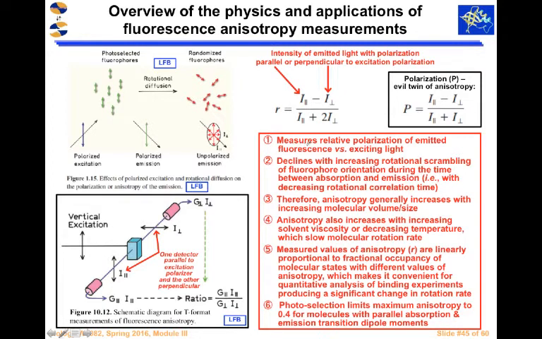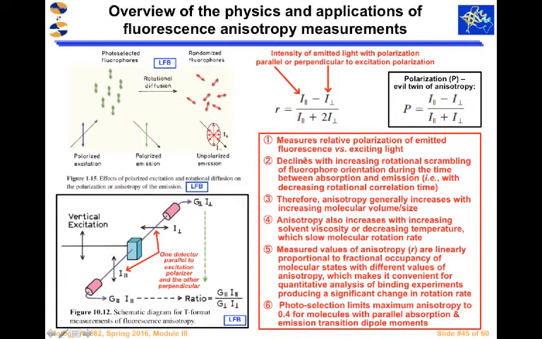Fluorescence anisotropy measures the relative polarization of emitted fluorescence versus exciting light. So again, quantitatively, anisotropy is defined as the intensity emitted parallel to the polarization of the exciting light minus the intensity emitted perpendicular to that, over the sum of the parallel intensity and 2 times the perpendicular intensity. I'll explain that factor of 2 weighting later on.